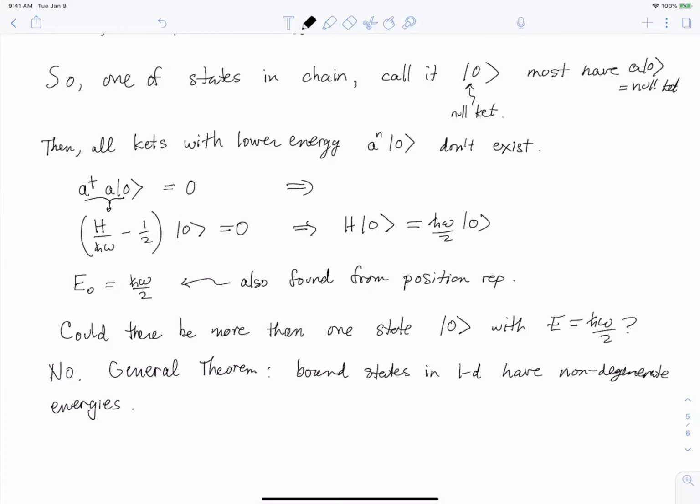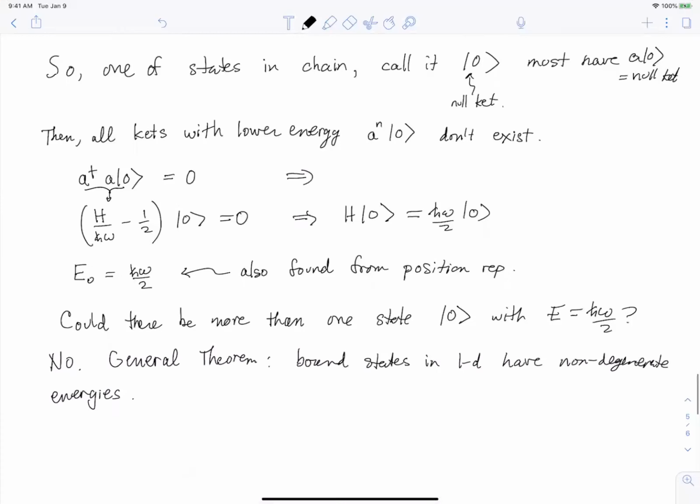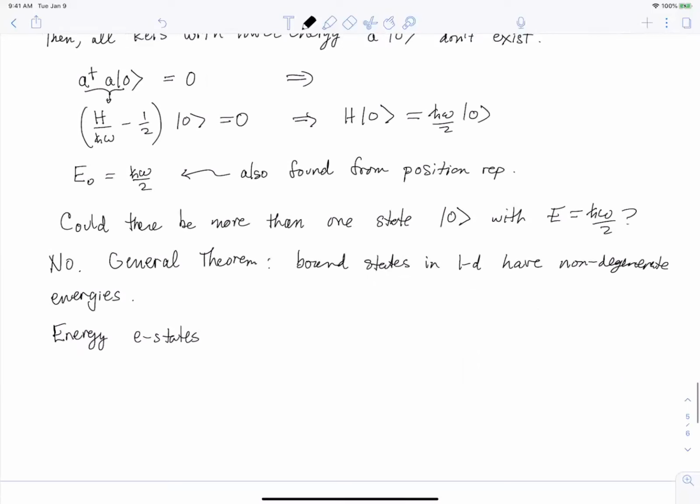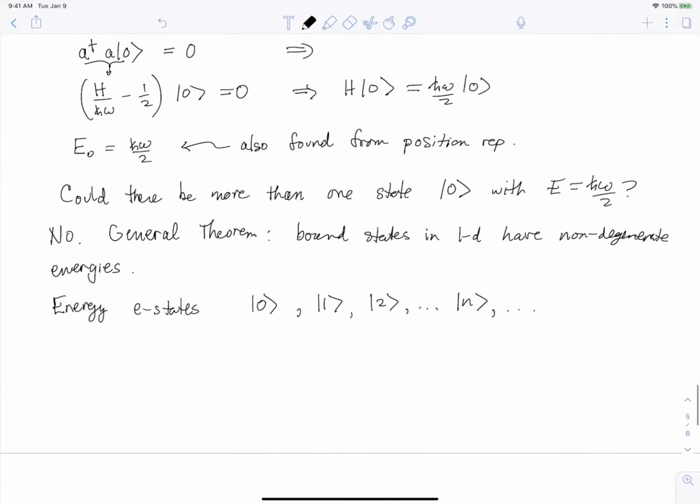Okay, so that means that our set of states is just labeled by, so the energy eigenstates are 0 and 1 and 2, just like we found already in the position representation. They go up to infinitely large energy in the positive direction, but not in the negative direction.